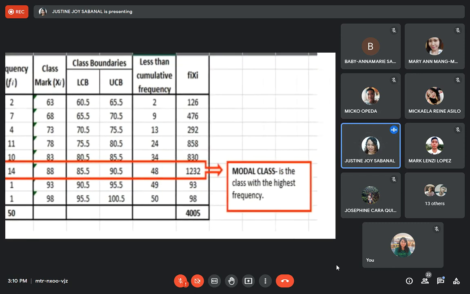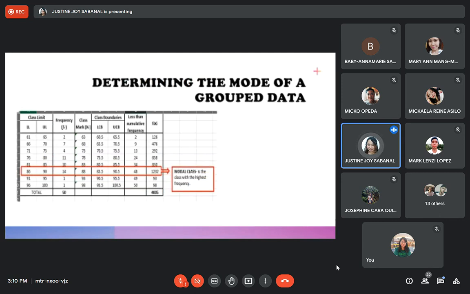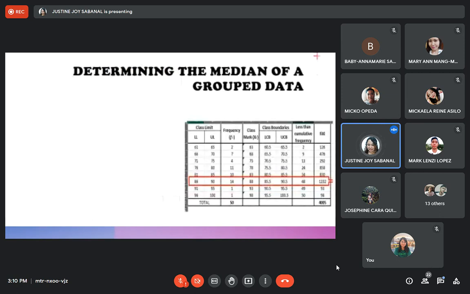So, ngayon, lahat ng katapat ng 14 na yan, horizontally, yun po yung magiging aspect natin or reference natin for the modal class. So, ngayon, yung modal class po is located at the 6th class of the frequency distribution table. So, identify po natin kung ano yung mga values na kailangan natin in the computation of mode. So, we have here X caret.